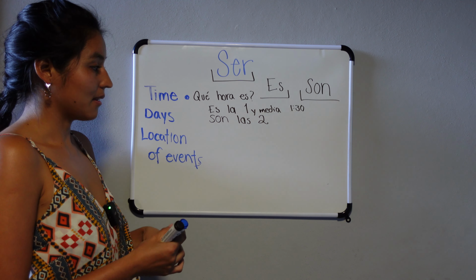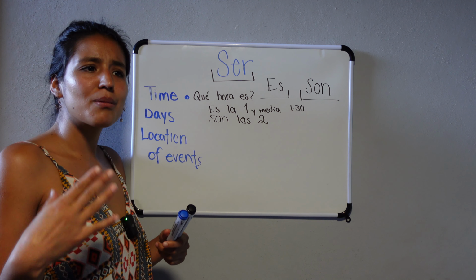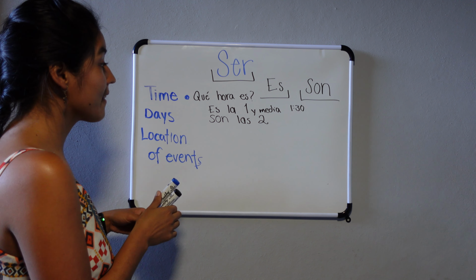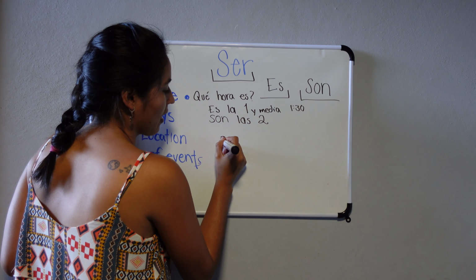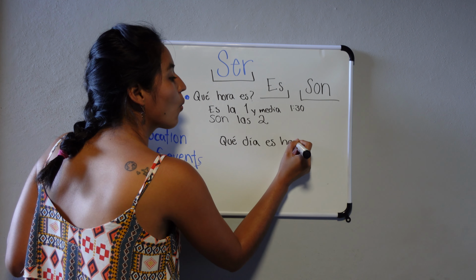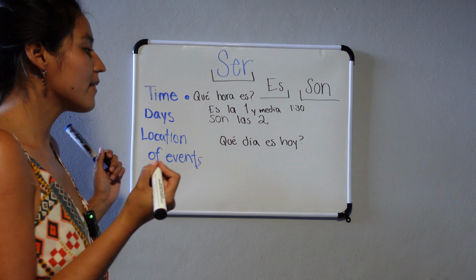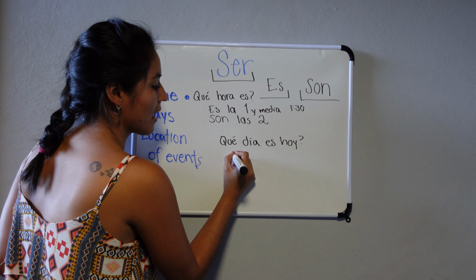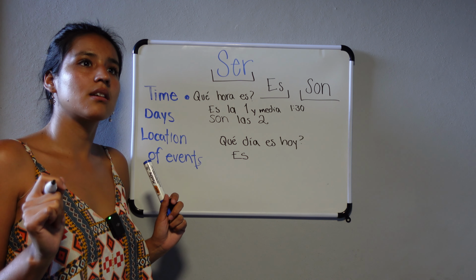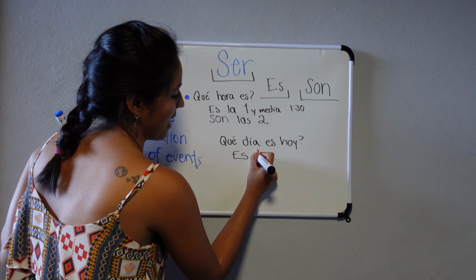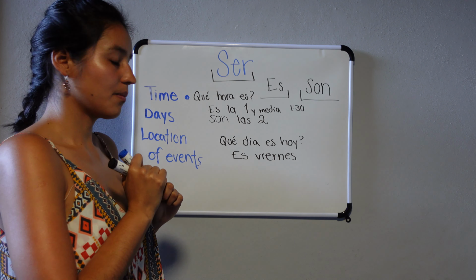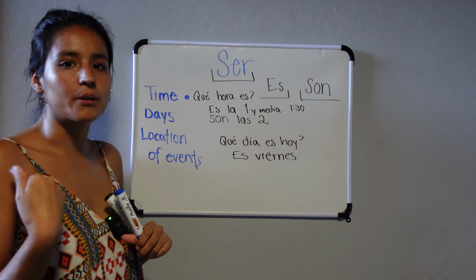Next one, days. And this one is even easier because it's just gonna be singular all the time, okay? So, ¿qué día es hoy? ¿Qué día es hoy? Okay, what day is today? And then you just have to answer es and the day. Today it's Friday. Es viernes, okay? So, es viernes. Just that. Super easy, okay?